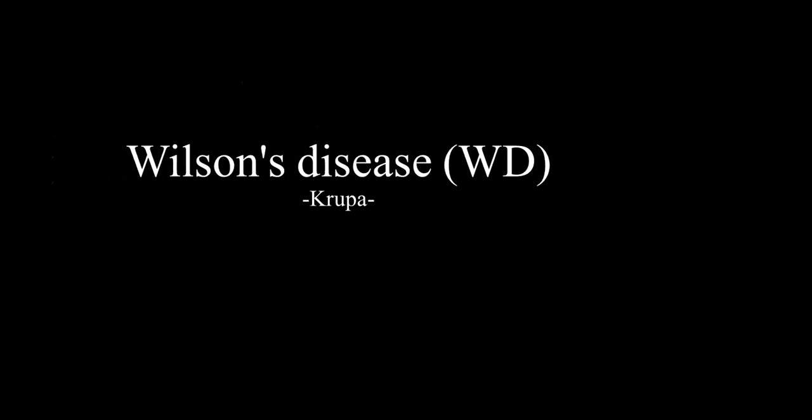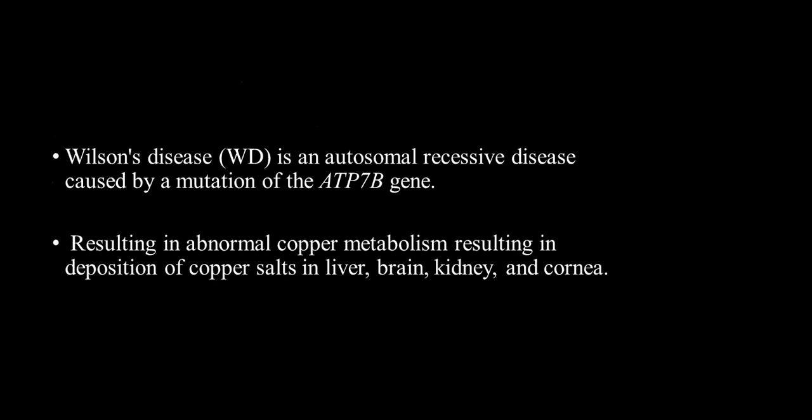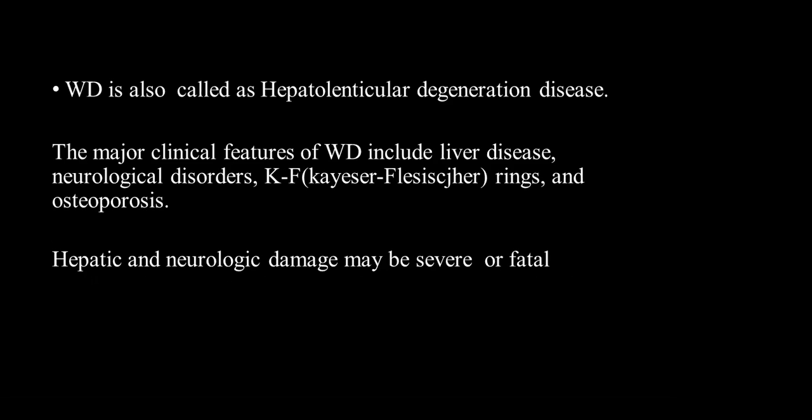Wilson's disease. Next slide. Wilson's disease is an autosomal recessive disease caused by mutation of the ATP7B gene, resulting in abnormal copper metabolism and deposition of copper salts in the liver, brain, kidney, and cornea. Wilson's disease is also called hepatolenticular degeneration. The major clinical features include liver disease, neurological disease, KF rings, and osteoporosis. Hepatic and neurologic damage may be severe or fatal.